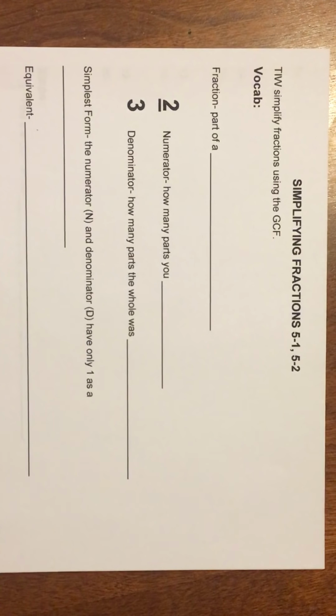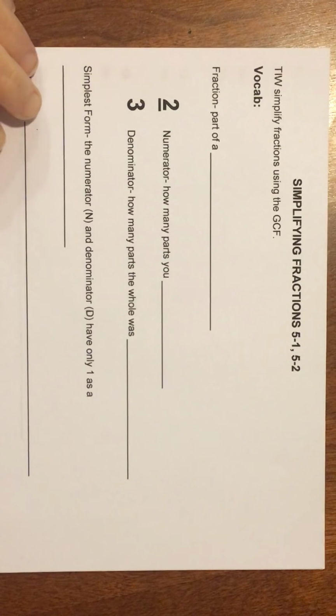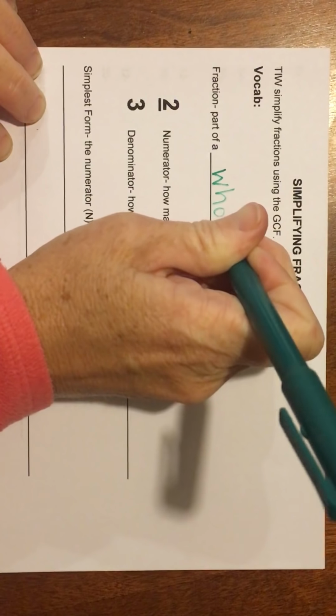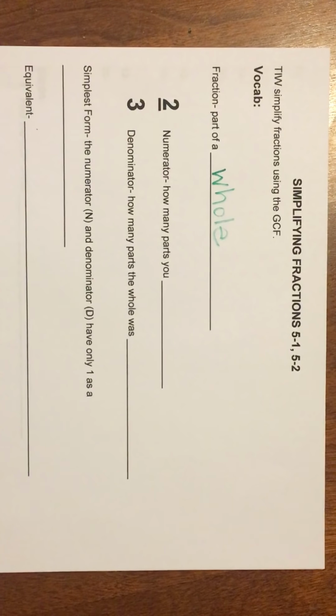Tonight's lesson is simplifying fractions. So our goal is we're going to learn to simplify fractions using the GCF. Okay, we have a lot of vocab because we're beginning a new unit. So our first word is fraction. A fraction just is part of a whole, which means you do not have the whole, you just have part.